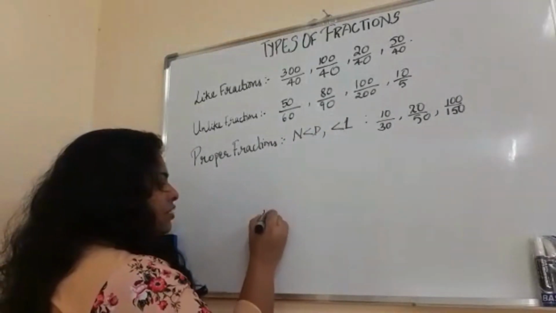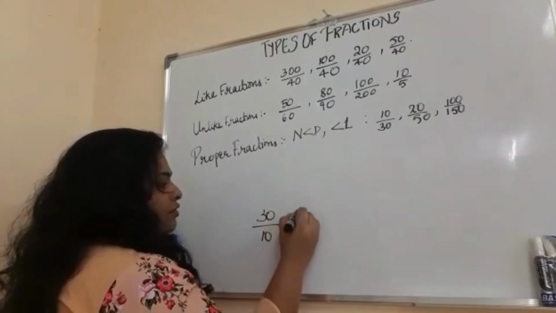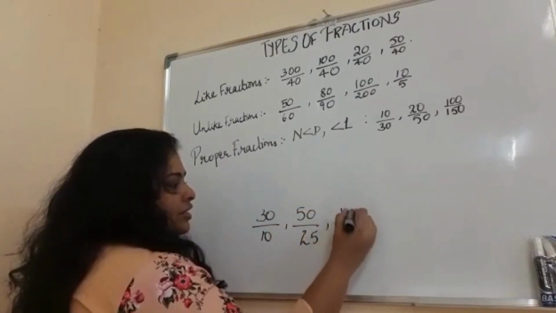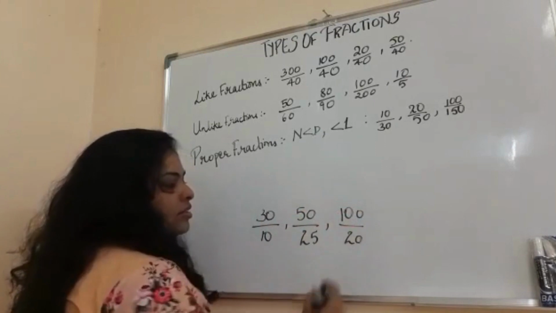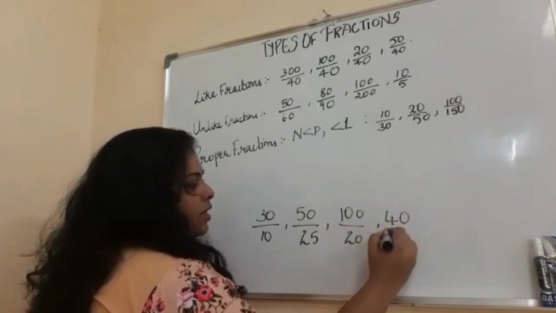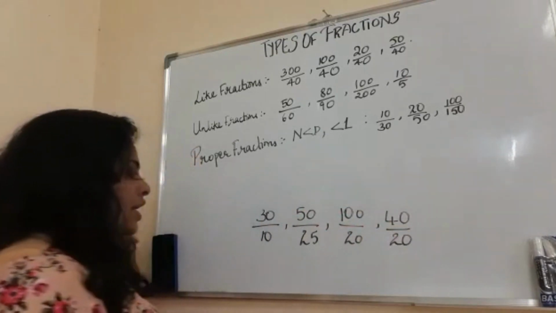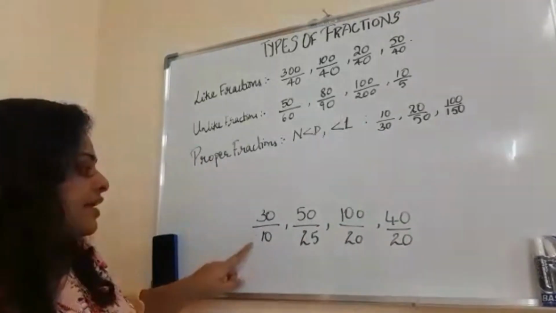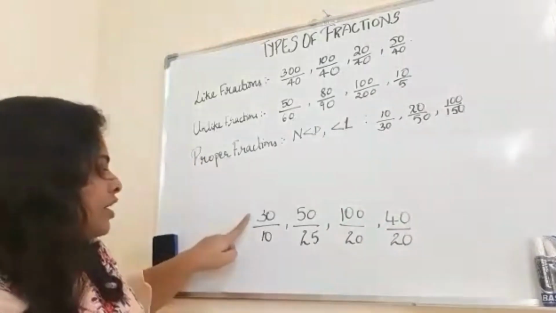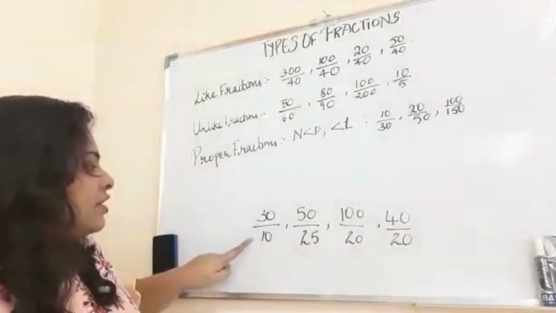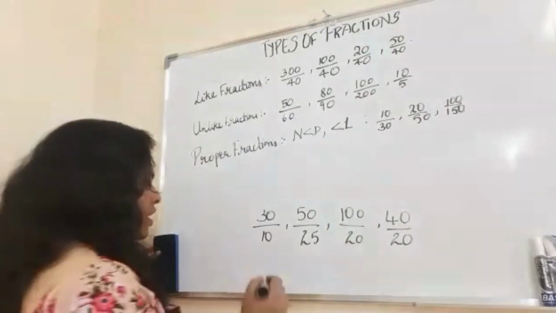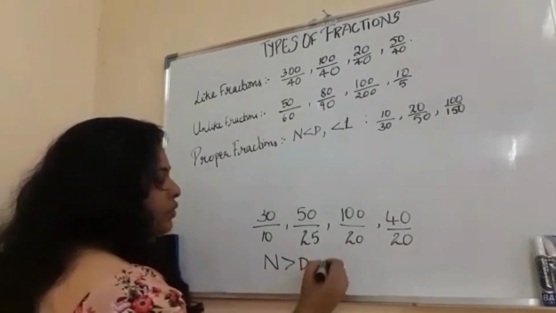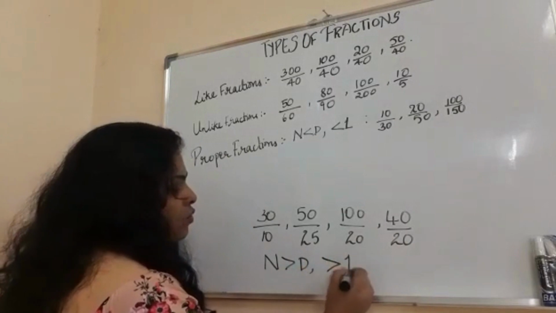That is 30 by 10, 50 by 25, 100 by 20, 40 by 20. In this case, you can see the numerator is greater than the denominator. The numerator value 30 is greater than the denominator value 10. If the numerator is greater than the denominator, then the value will be greater than 1.